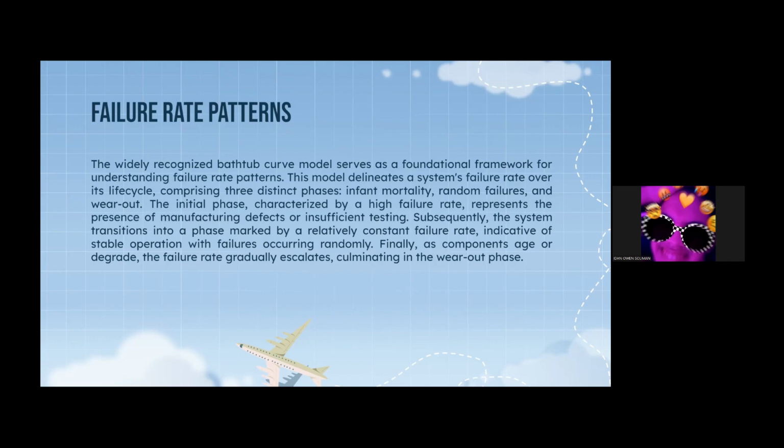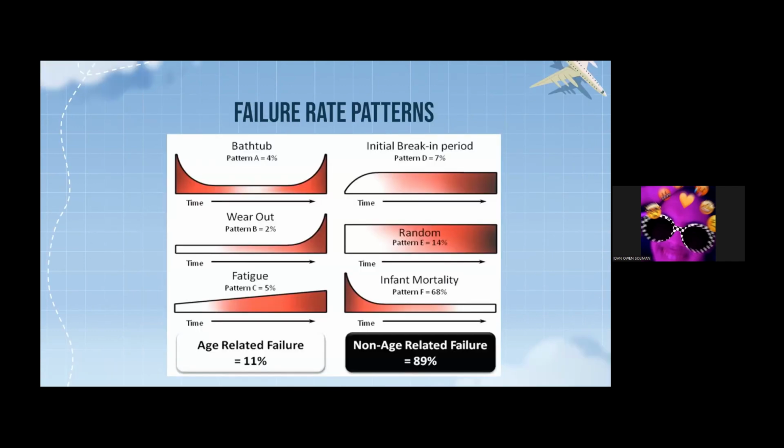Okay, next slide. So these represent the graphs, or the pattern of the failure rate. This is what we call the bathtub pattern. Pattern A is equal to 4%. The next one is the wear out, which is 2%, pattern B. The next is 5% fatigue.